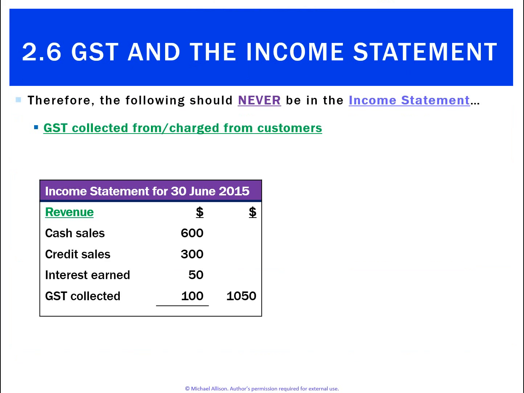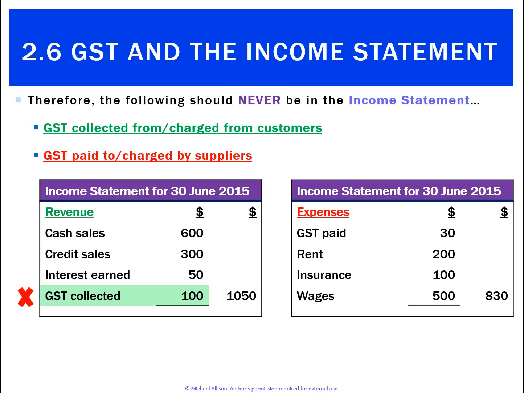So in summary, the following things should never be in the income statement. Anytime I collect or charge GST from customers, that just shouldn't go under revenue. Similarly, every time I pay GST or get charged it by suppliers, I can't categorize that as an expense.